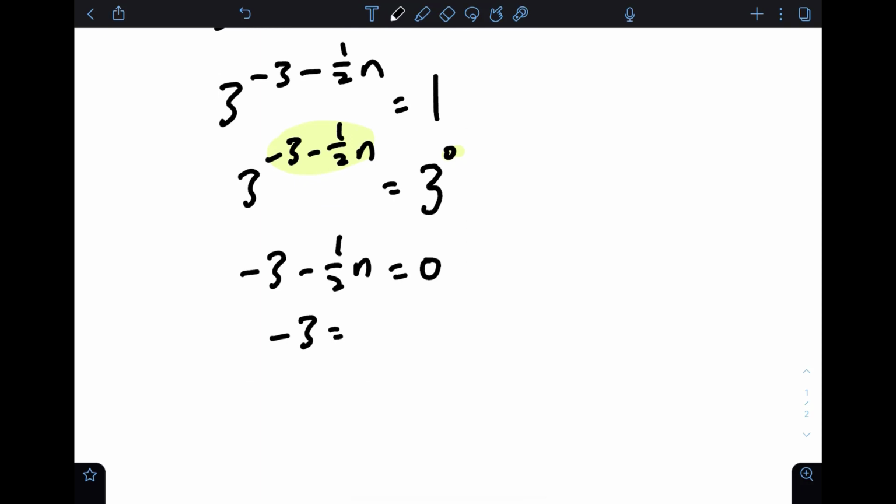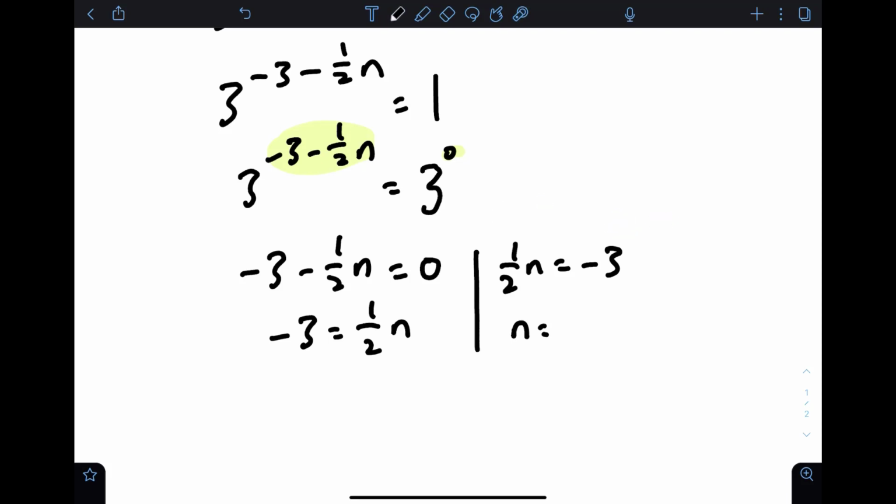Negative 3 is equal to positive half n. You bring it to the other side and it becomes positive. And half n is equal to negative 3. n is equal to, you times 2 on both sides, negative 3 times 2, that will give you negative 6 as our final answer for this indices problem.